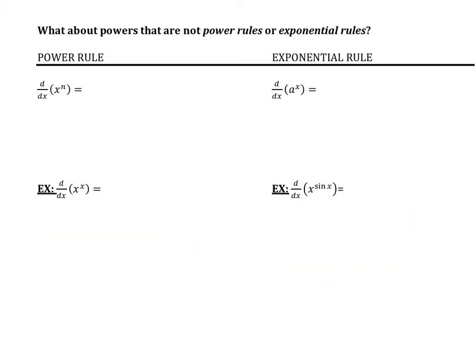But what about powers that don't fit in that power rule or exponential rule model? So let's look at a couple of examples and let's just review what the power rule is. So we know the power rule, that's the one we know really well, that the derivative would be n x to the n minus 1. And keep in mind, here, my base is a variable, but my exponent is a number.